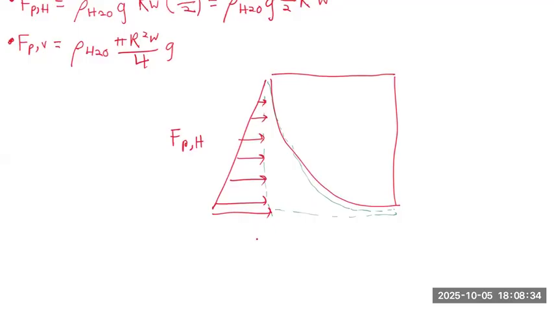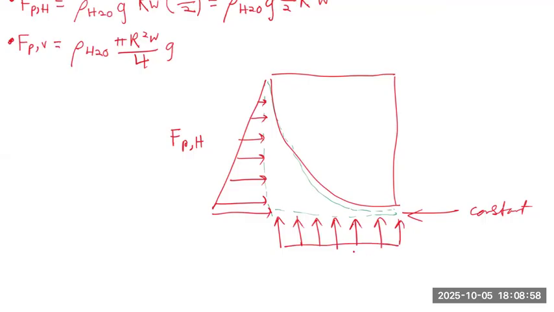And what about the vertical pressure force? Well, the vertical pressure force is going to be uniformly distributed, just pointing upwards, since we are at the same depth at all points. As you see, the depth here is constant. That's why the pressure over here is going to be constant as well. And this is the distribution for the vertical pressure force FPV.